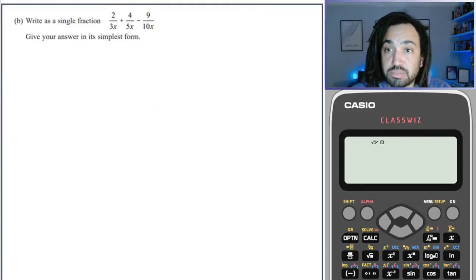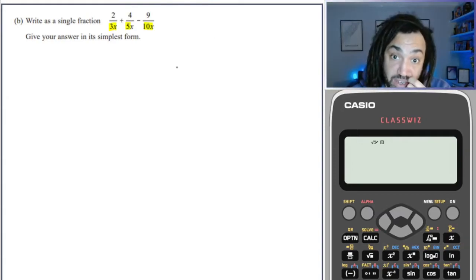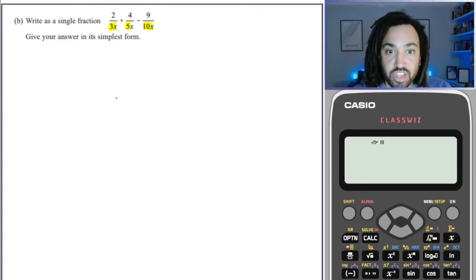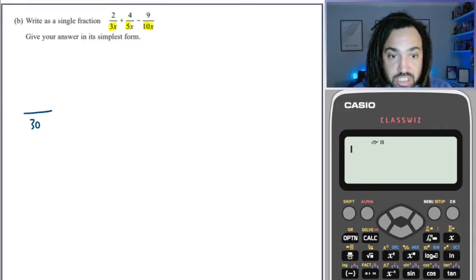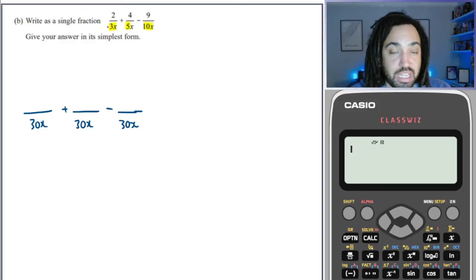Okay, next question. Once again, we're adding or subtracting, which means we need to find a common denominator. So the lowest common multiple between 3, 5 and 10 is 30. So I'm going to go with 30x plus 30x, and then the last one is a minus 30x. So what do I need to times this bottom here to get 30x? I've got to times it by 10. So I've got to do the same to the top as well, and that's going to give me 20.